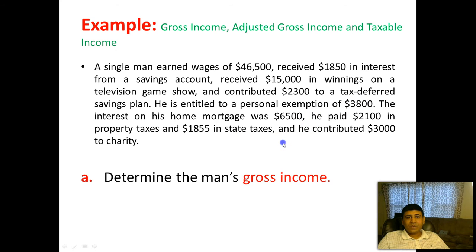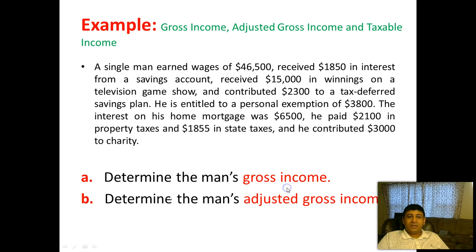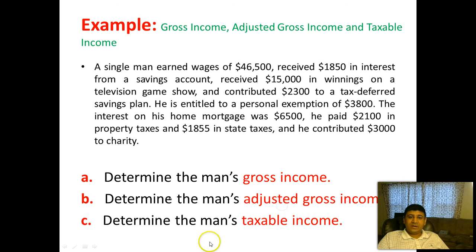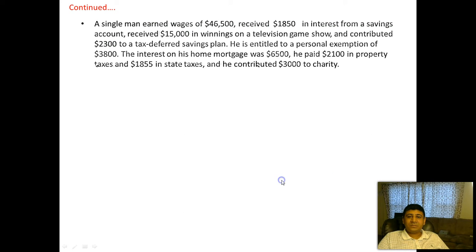Our first goal here is to find the man's gross income. The second thing is to find the adjusted gross income. The third thing is to find the taxable income, on which we will apply the percentage, calculate the tax, and find how much he owes. So let's go after the first part. This is the whole summary of what he did.